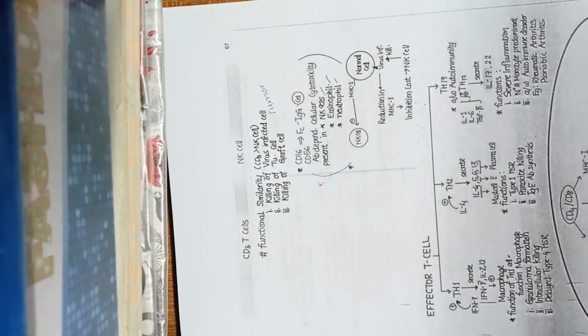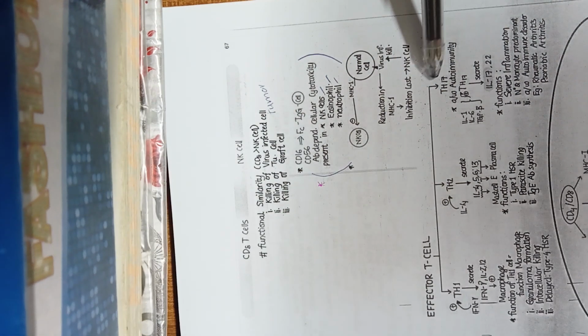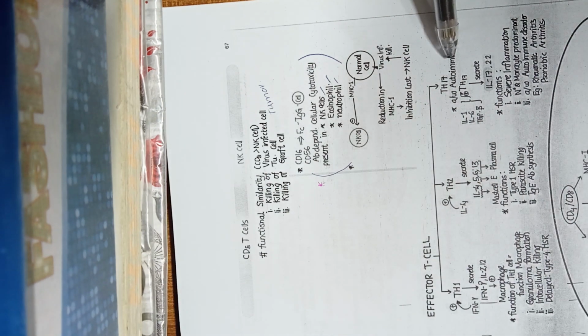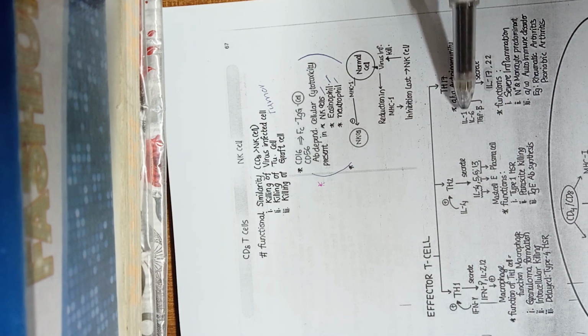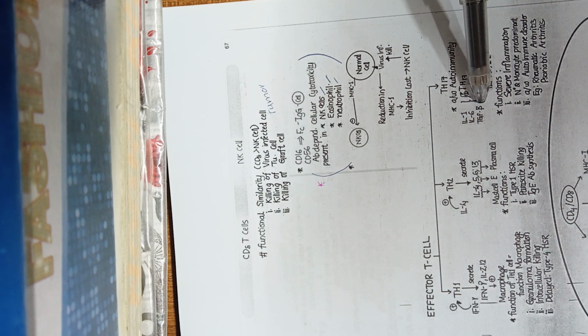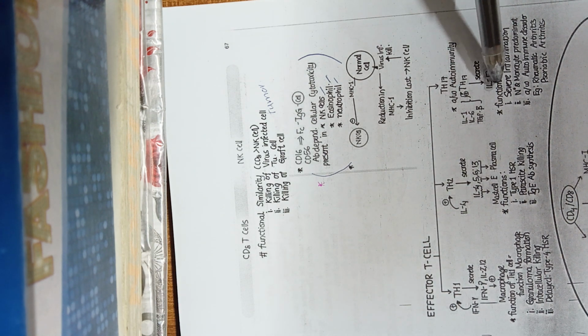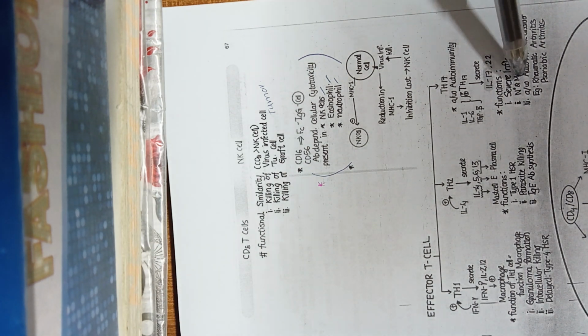On the other hand, T helper 17 is associated with autoimmunity. It is activated by interleukin 1, 6, and tumor growth factor beta. It secretes interleukin 17 and 22. So the functions are severe inflammation, got guys, neutrophil and monocyte predominance, associated with autoimmune disorders like rheumatoid arthritis and psoriatic arthritis.